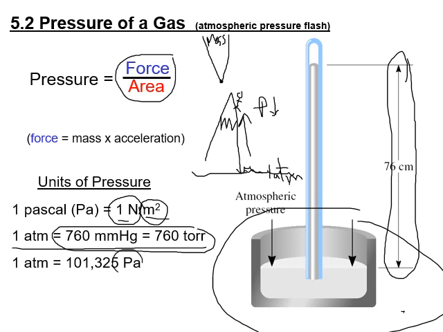Also, a unit of pressure is the Pascal, like we just said, and the conversion between pascals and atmospheres is that 1 atmosphere is 101,325 pascals. I'm thinking of 101.325 kilopascals, 101.325 kPa.